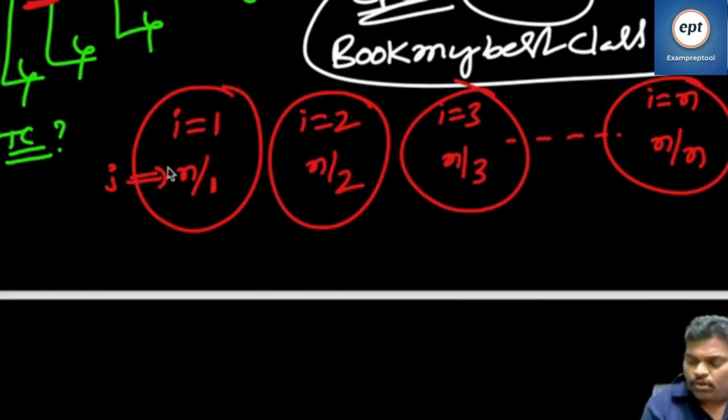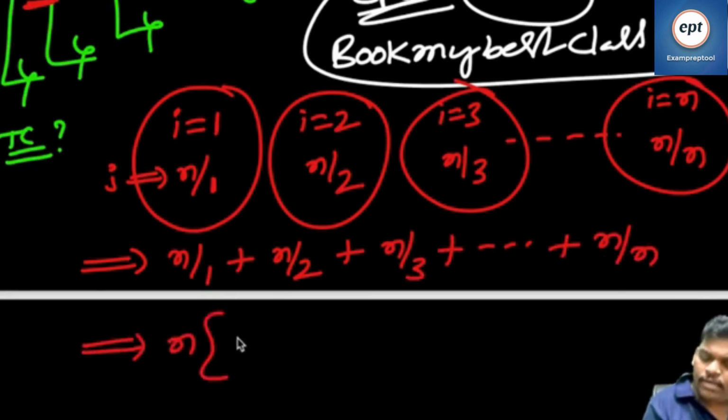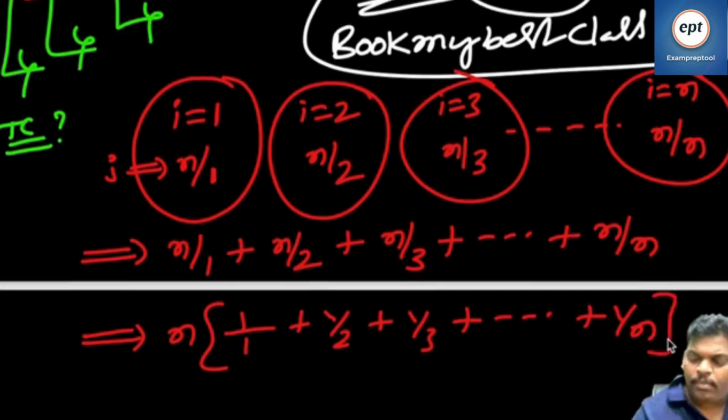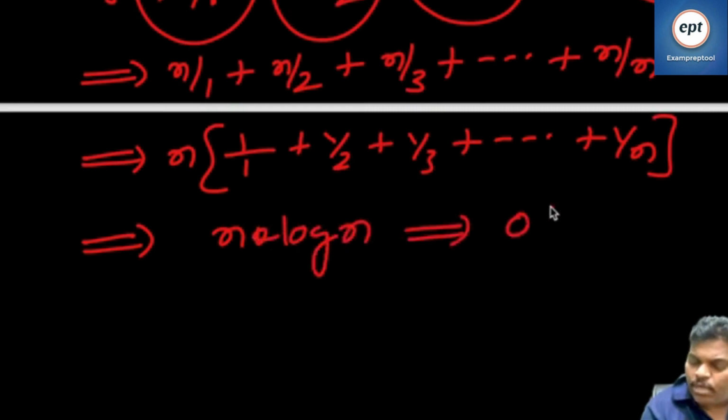So overall, if you observe, i value 1, j loop is running n by 1 time. I value 2, j loop is running n by 2 times. I value 3, n by 3 times, and so on. I value n, j loop is running n by n times. Then n is common: 1 by 1 plus 1 by 2 plus 1 by 3 plus and so on, 1 by n. Remember, this series is called the log n series. So it became n into log n. It is a log n series, remember it. So the time complexity of this program is n log n.